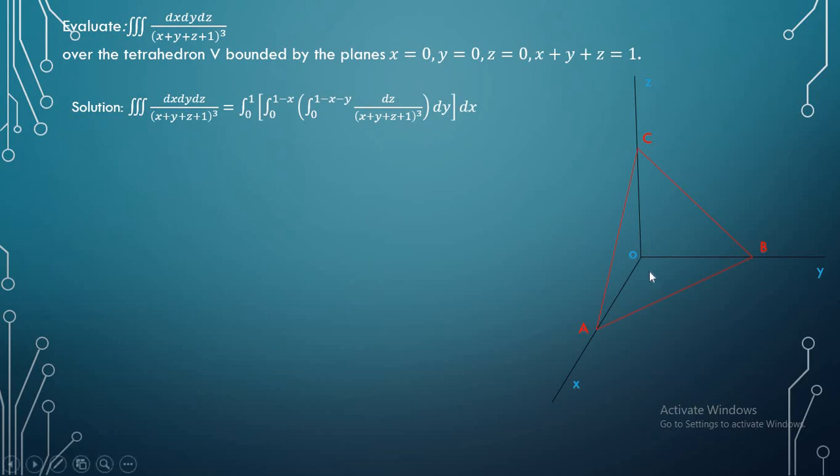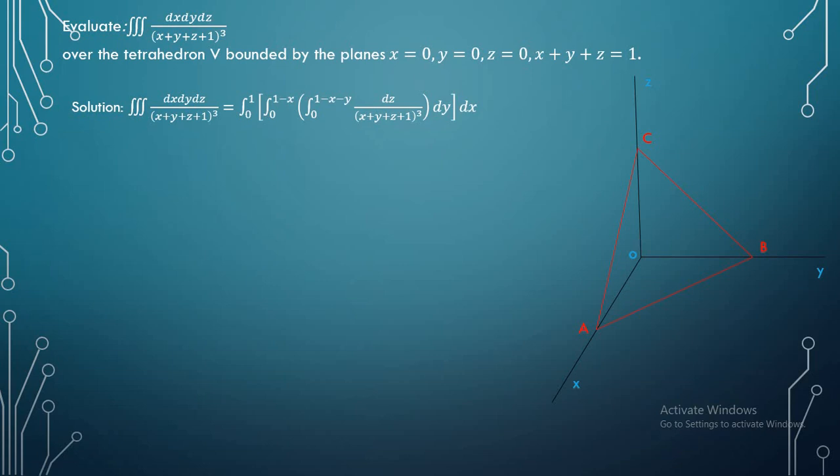Now see, the lower limit of z is in the XOY plane, where z is equal to 0. So the lower limit of z is 0. And moving forward, what is the highest value it can take? The highest value it can take will be on this plane ABC. And what is the value of z in ABC? Obviously, since x plus y plus z is equal to 1 in ABC, z will be 1 minus x minus y. So the upper limit is 1 minus x minus y. Clear? We are done with the limits of z.